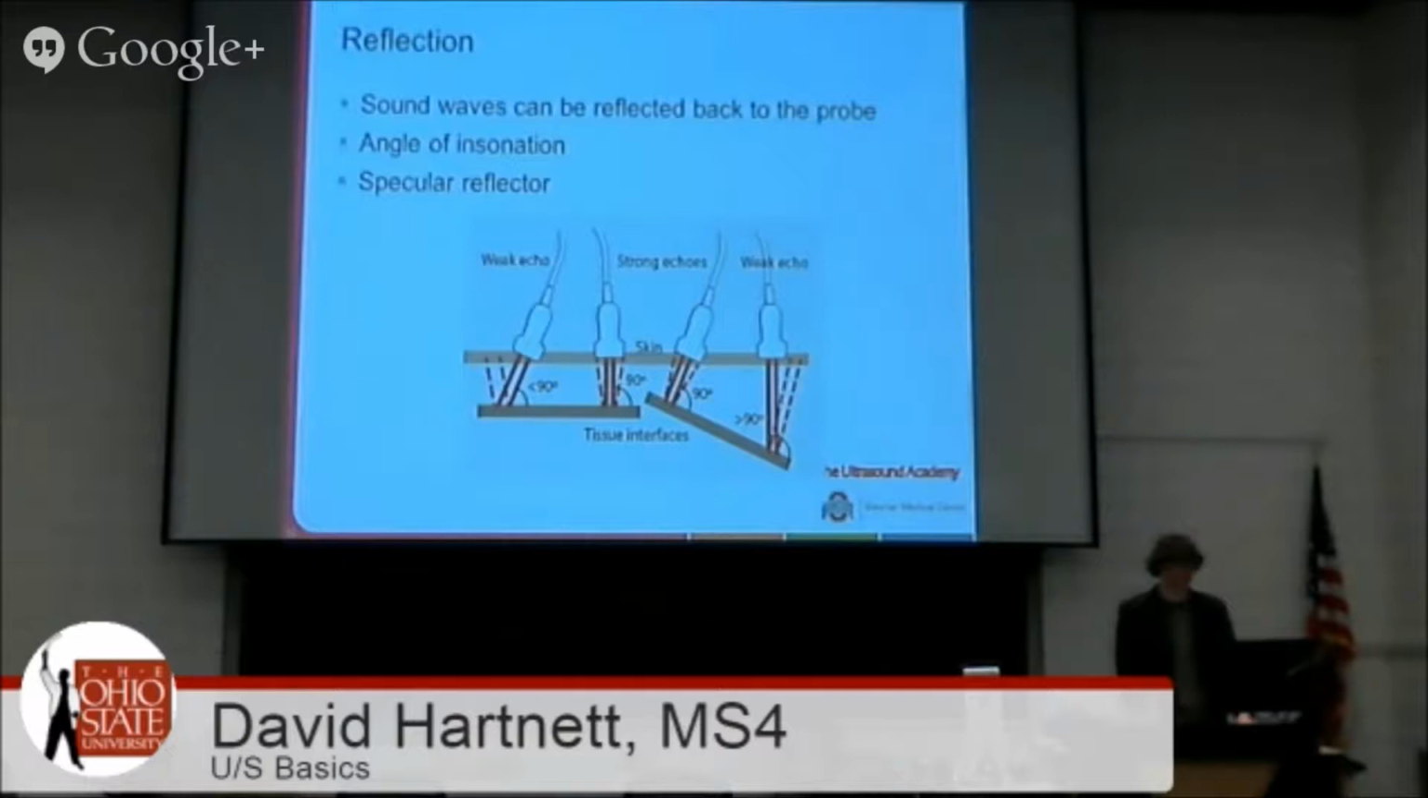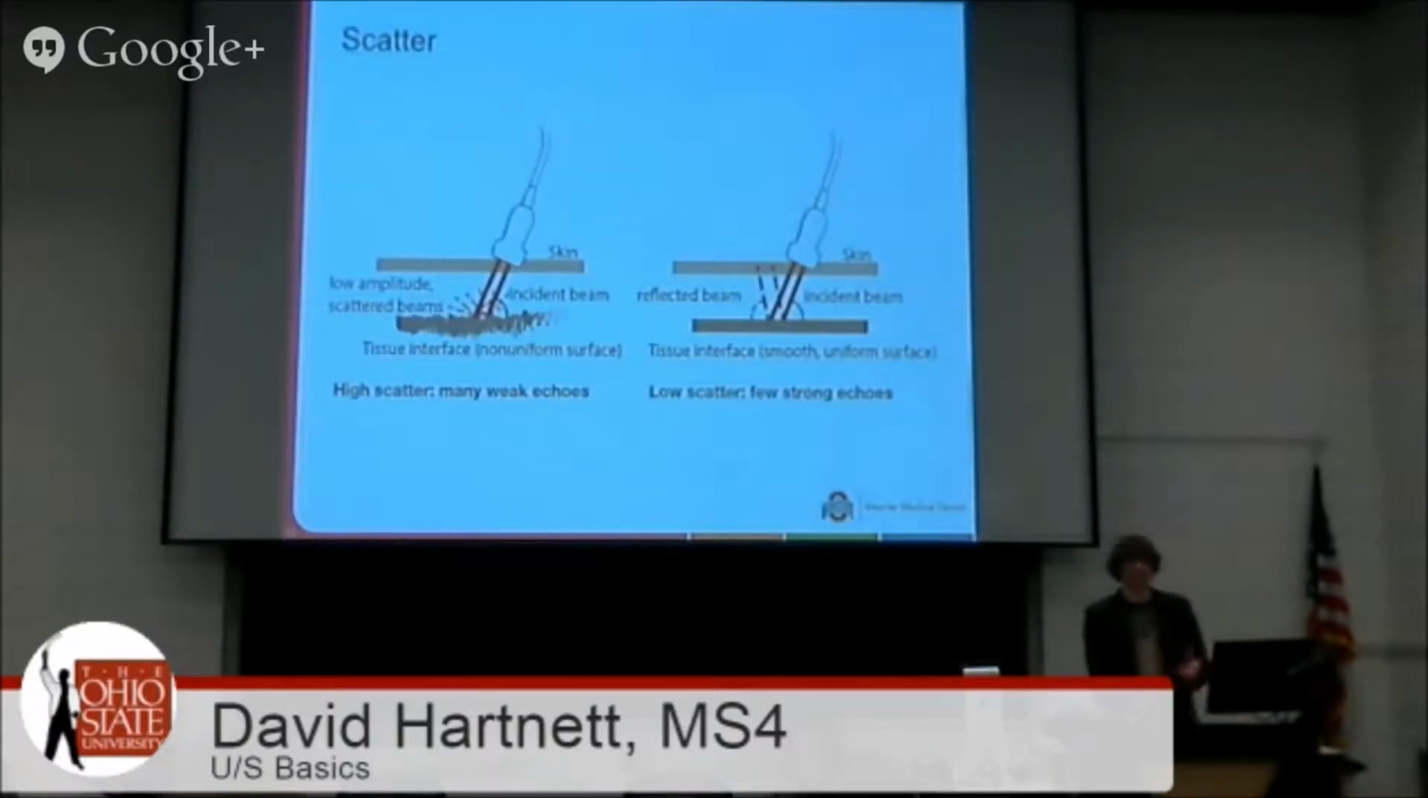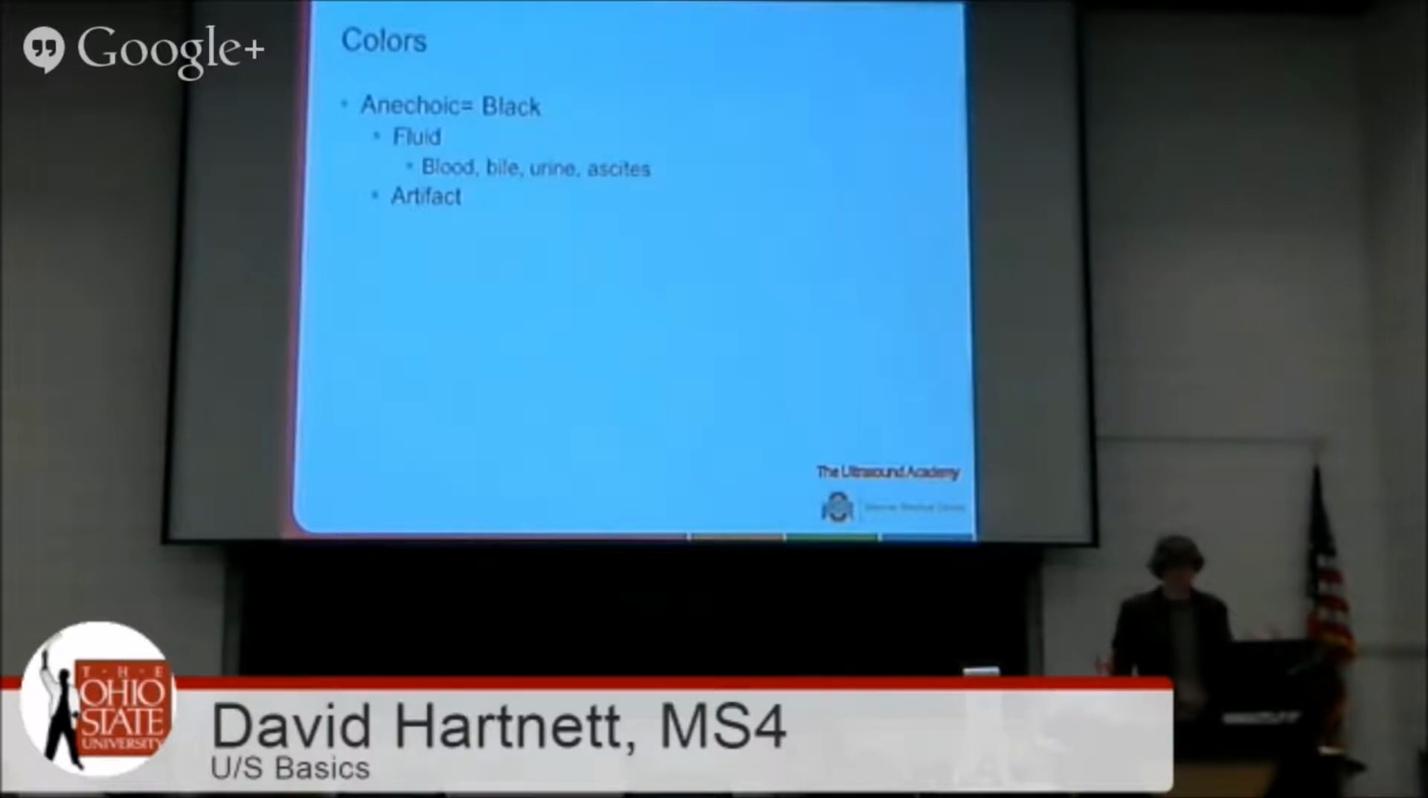And the last thing that the sound waves can do when they're in the tissue is scatter. So if you hit a smooth, uniform surface, you're going to have all of that sound wave reflected back. If you hit a non-uniform surface, it's going to be scattered. The sound waves are going to hit different things at different angles, and they'll be scattered around. So how do we take those principles of what the sound can do and explain the colors that we see on the screen? The first color: anechoic, black images.